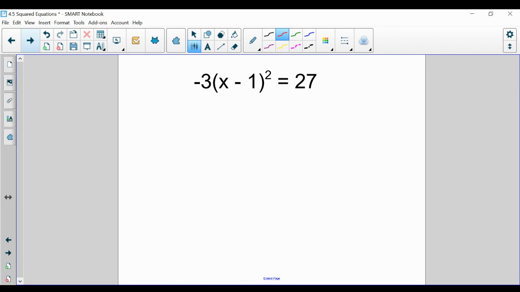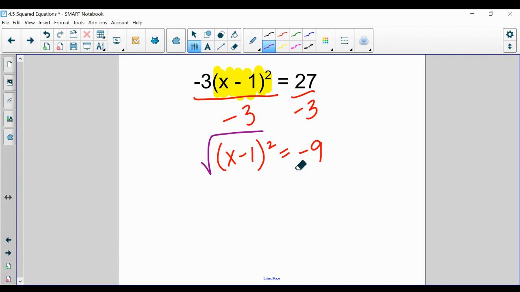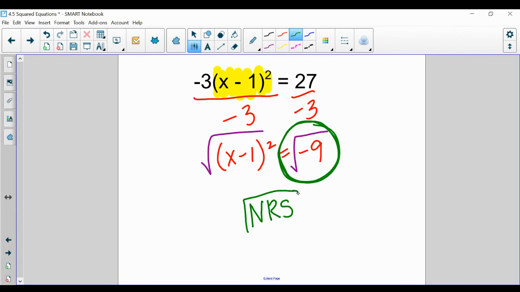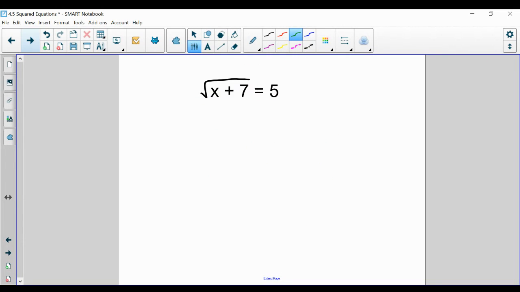All right. So another one. What happens here? We're going to divide both sides by negative 3 because, again, we're trying to isolate the weird guy. When that happens, we are going to end up with x minus 1 squared equals negative 9. Then I'm going to square root. Right now, there should be fireworks going off in your head because you should realize that this is impossible. We cannot take the square root of a negative number. So the solution to this question is no real solution.